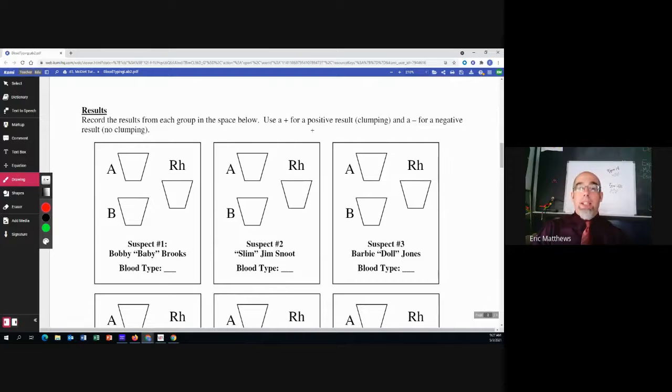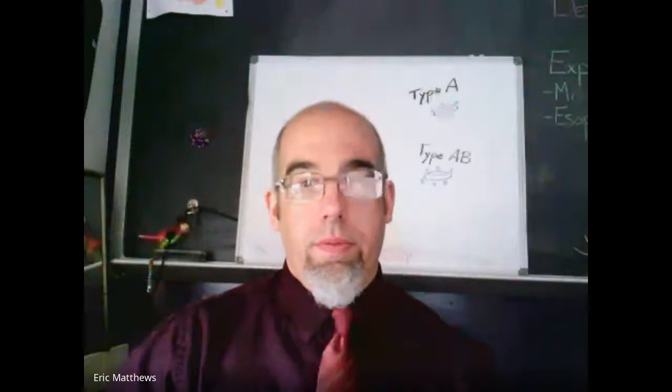It says use a positive sign. So if you don't want to draw, you are welcome to just write a plus. And that means that that one did, in fact, clump up. I'll leave it to you. All right. So I'm going to bring this down. I'm going to give everybody a minute to bring this lab up so that you're ready to fill things in while I get materials organized.